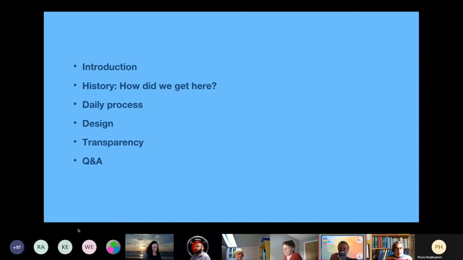So this is what we'll cover in the session. It's a bit of an introduction, history of how we got to where we are, what the daily process looks like, and then I'll hand over to Poria, who's going to talk about the design and transparency, and then we'll have some time for some Q&A at the end.